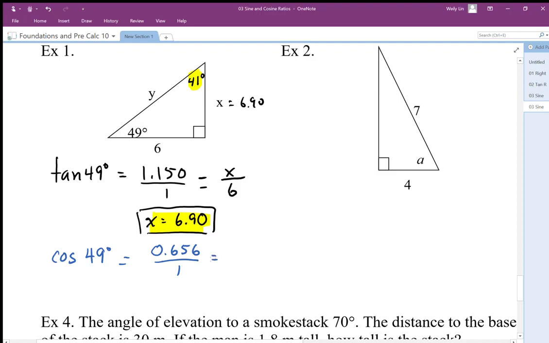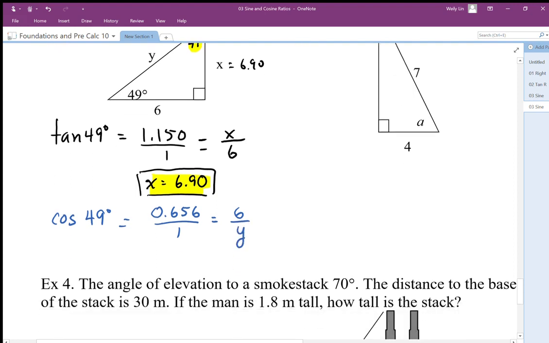Once I have that ratio of adjacent to hypotenuse, I can write it in terms of the side lengths I've been given, so 6 to y. And once I have that, I can cross multiply and solve it algebraically.